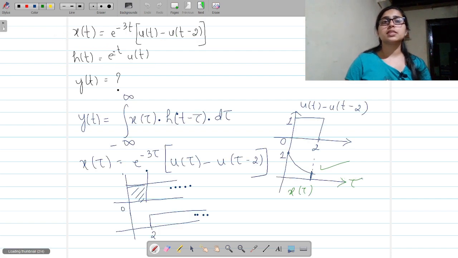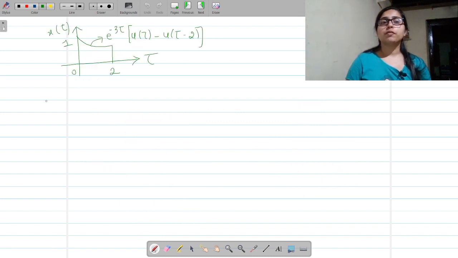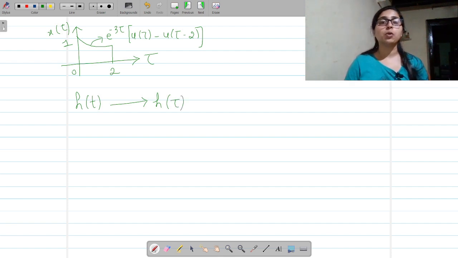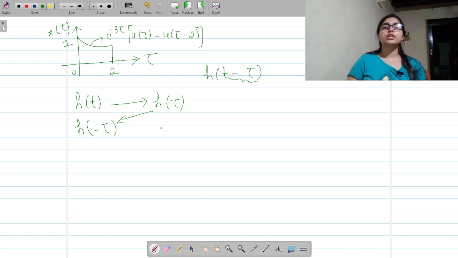So next, what is this h of t? To get this h of t minus tau, we have to do some modifications, right? So you have h of t. What I will do is I will replace the variable, from t I am changing it to tau. After this, I have to get this h of t minus tau. So to get this, I will reverse this. I will get h of minus tau. This is by reversing, that is a mirror image.